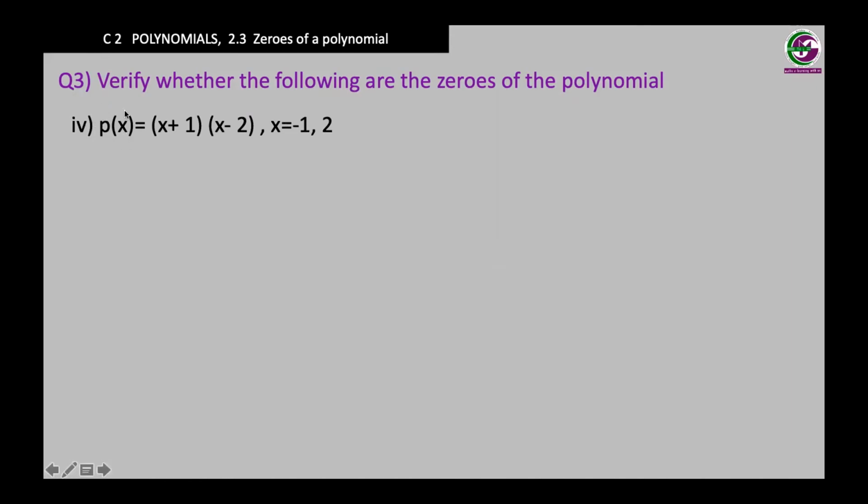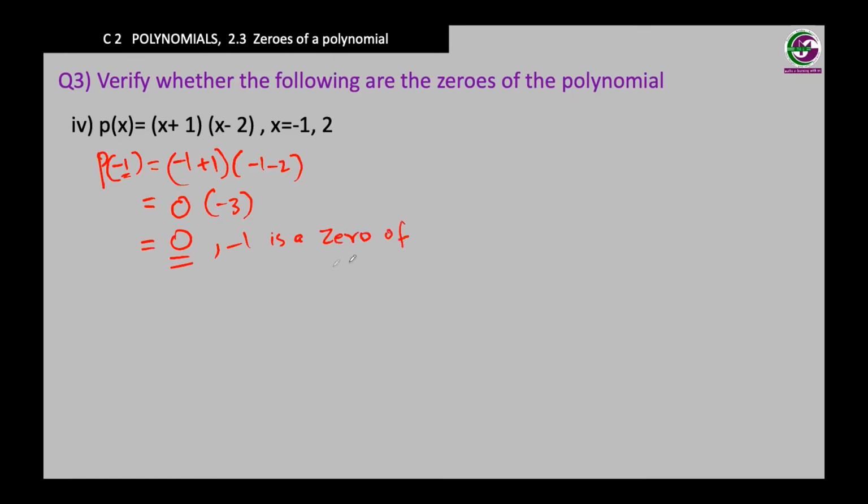P of x is equal to x plus 1 times x minus 2. So first we have to replace by negative 1. So P of negative 1 is equal to negative 1 plus 1, negative 1 minus 2, which is equal to negative 1 plus 1 is 0 times negative 3. 0 times any number is 0, so the answer is 0. So we can say that the value that you substitute, which is negative 1, is a 0 of the polynomial.